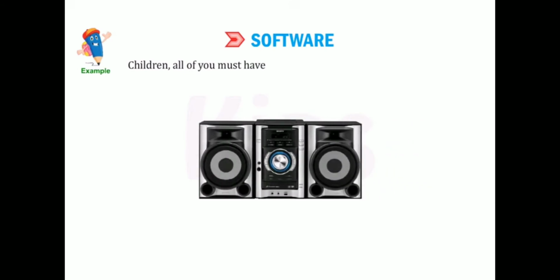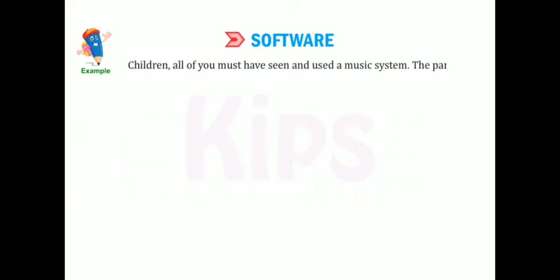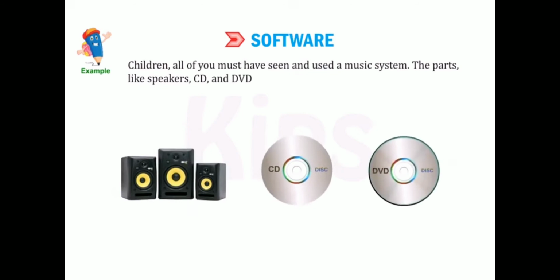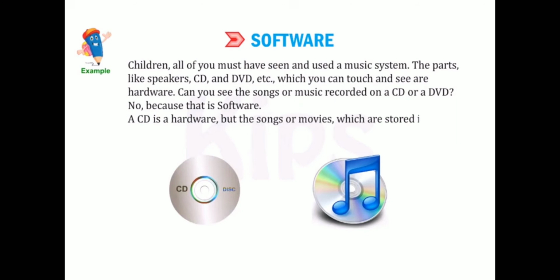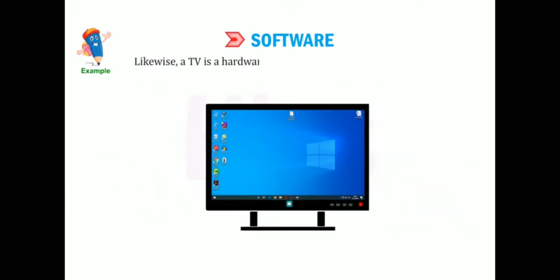Let us understand this with the help of given examples. Children, all of you must have seen and used a music system. The parts like speakers, CD and DVD, etc., which you can touch and see are the hardware. Can you see the songs recorded on the CD and DVD? No, because that is software. A CD is hardware, but the songs or movies which are stored in it are software, as they cannot be touched and seen. Likewise, a TV is hardware and the programs that you watch on it are software.